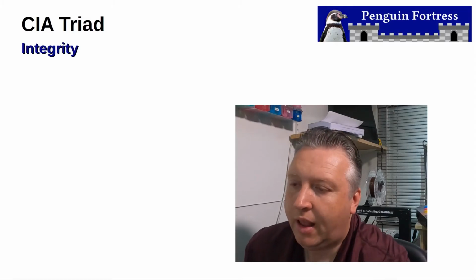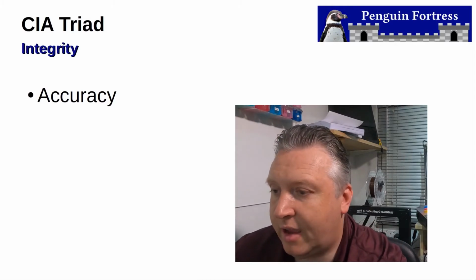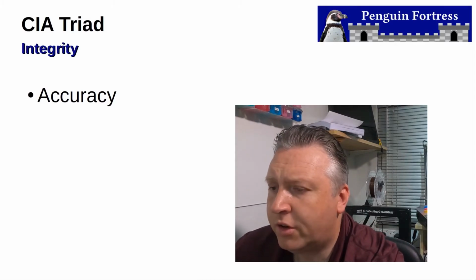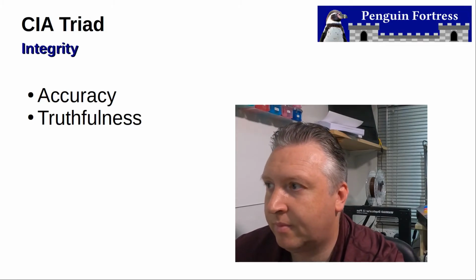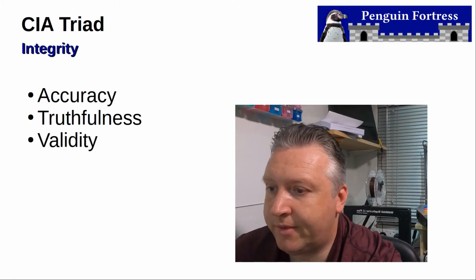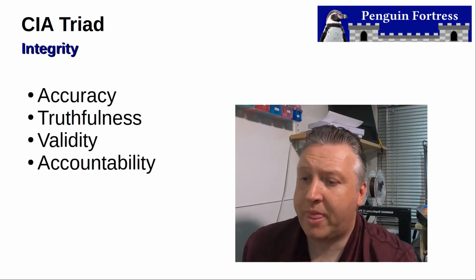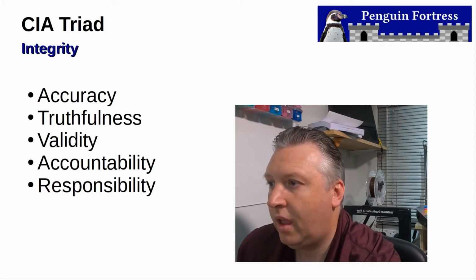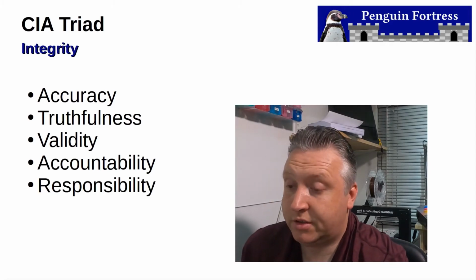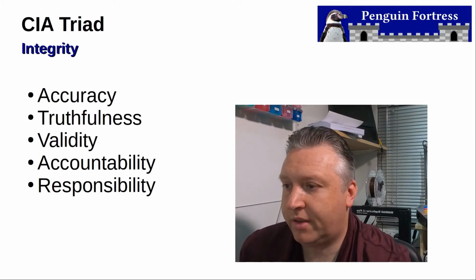If we look at integrity in a bit more detail, you can break this down into a number of points as well. There's the accuracy. Data needs to be accurate, correct and precise. Truthfulness. It should be a true reflection of reality. Validity means it's factually or logically sound. Accountability, and this is that the operators should be responsible for their actions and the results of those actions. Responsibility, it should be someone or something in charge or having control over the data.